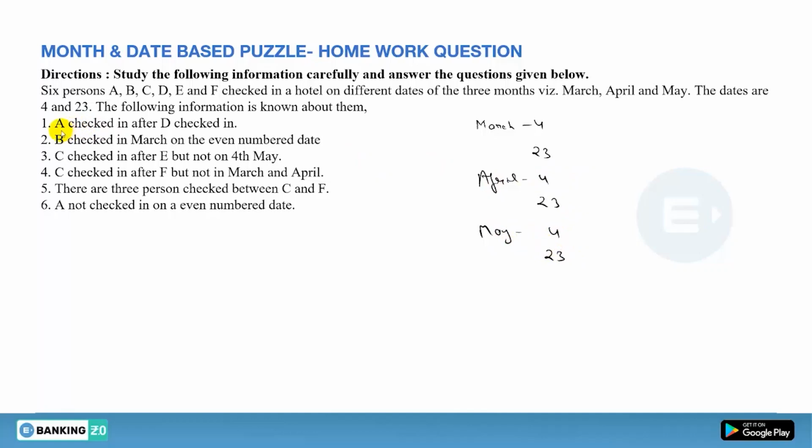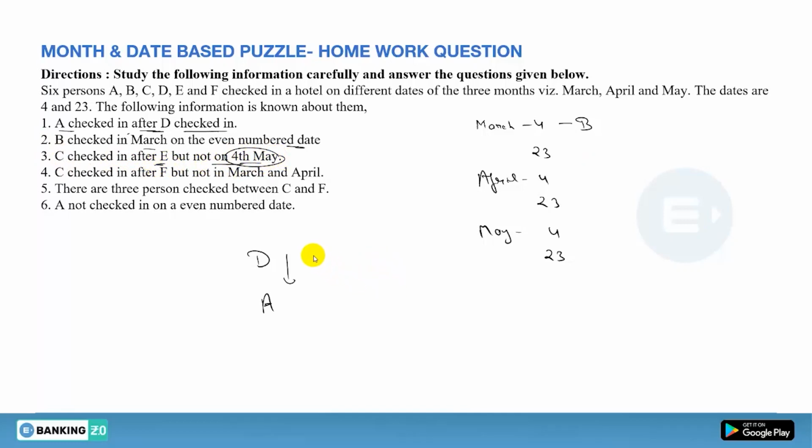Now the first information: A checked in after D checked in. So A must be somewhere after D. They are not saying immediately, they are saying A checked in after D. So if somewhere it is D, then below it somewhere will be A, because I have adjusted the dates as they appear in the calendar. Next, B checked in March on an even number date. March and even number is only 4, so it is obvious that B is there. Clear?